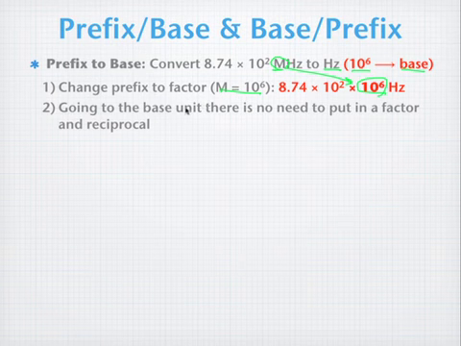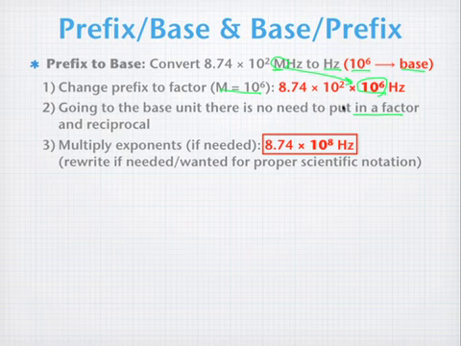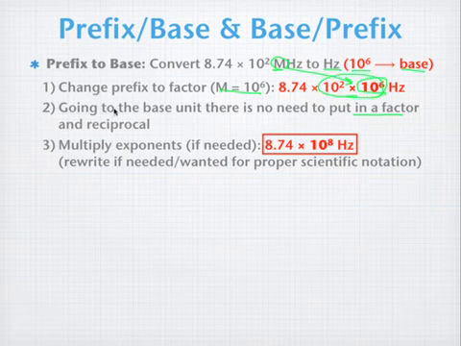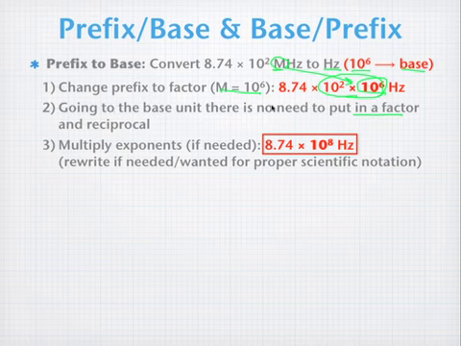All right, we have no prefix needed, or no exponent, no factor needed for our base unit, so we can skip step 2. We're going to multiply the exponents now. Okay, so there's 2 exponents there. Let's multiply them together. You won't always have an exponent here. If you don't, then you're fine. You don't have to do anything else. Now we have 8.74 times 10 to the 8th, and there's our base unit hertz, and we are done.